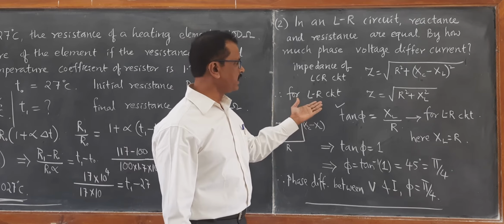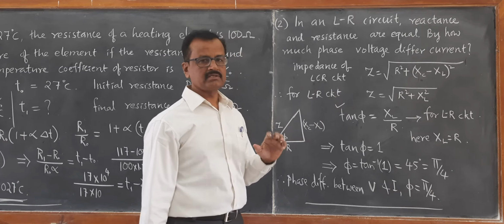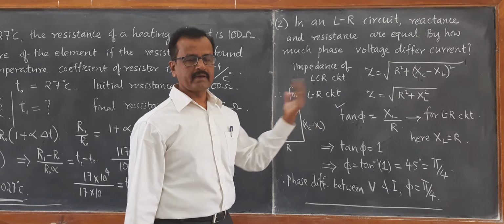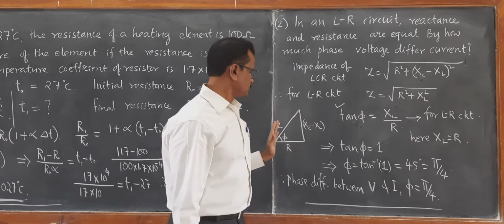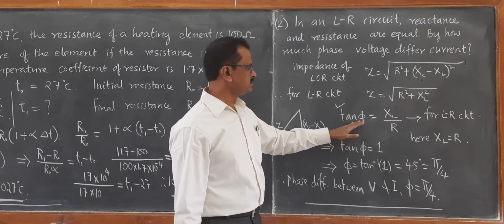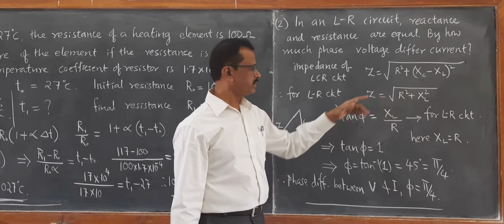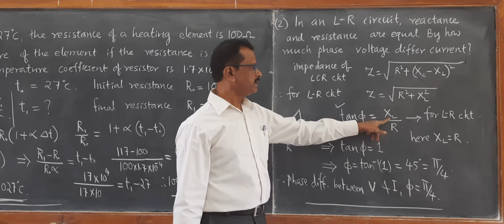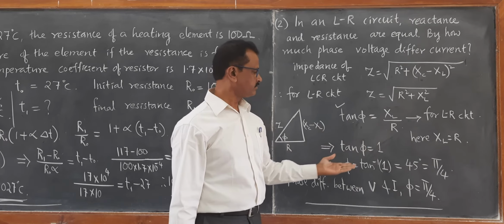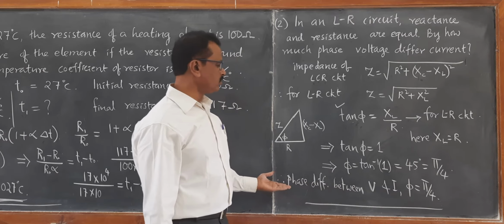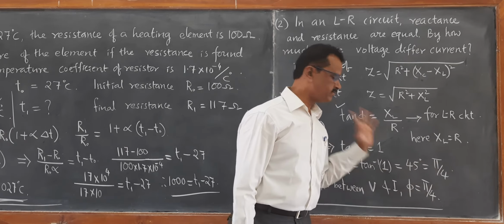Since it is only an LR circuit, you will have only inductive reactance and resistance. There is no question of capacitive reactance. Therefore, XC is taken to be 0. So when you substitute, we get Z is equal to square root of R square plus XL square. So tan phi is equal to XL by R. Therefore, the phase relation between voltage and current becomes tan inverse of 1, that is pi by 4.